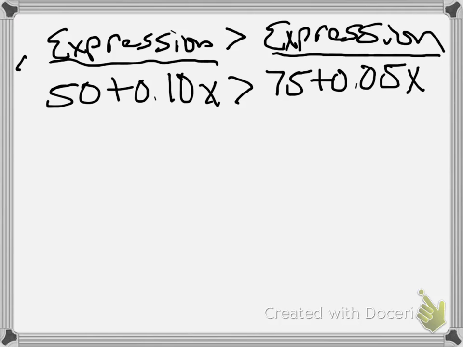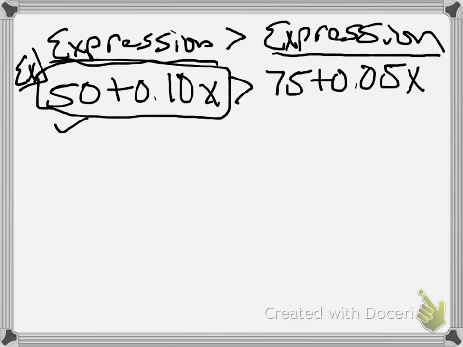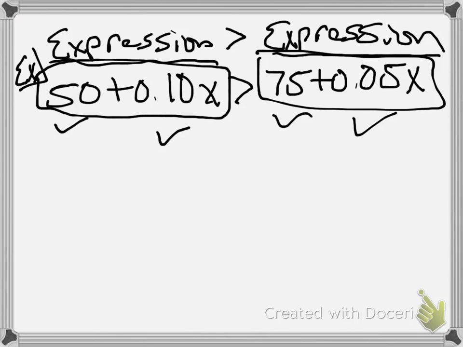Just for an example, maybe you want to talk about two cell phone bills. The cell phone bill on the left charges you $50 plus 10 cents for every minute you go over. You don't know how many minutes you go over, so we'll call it X: $50 plus 10 cents times X. You have to figure out when that cell phone bill is greater than this cell phone bill that charges you $75 plus 5 cents for every minute that you go over.